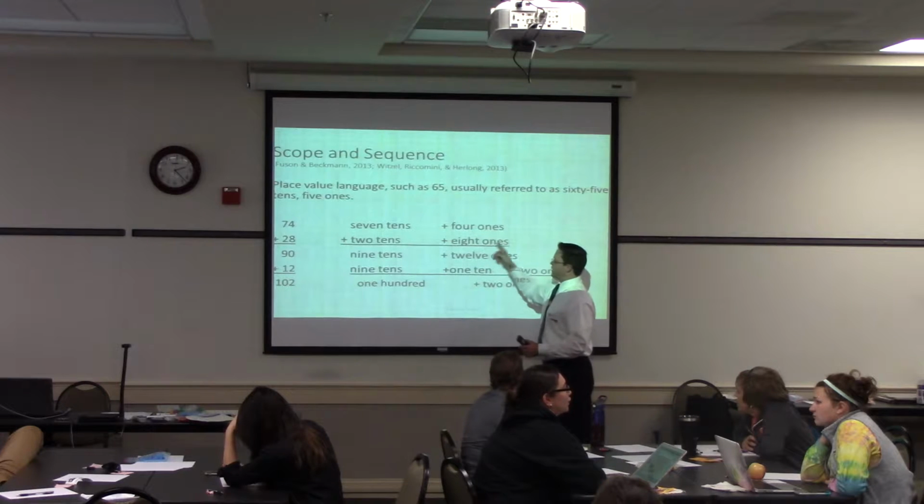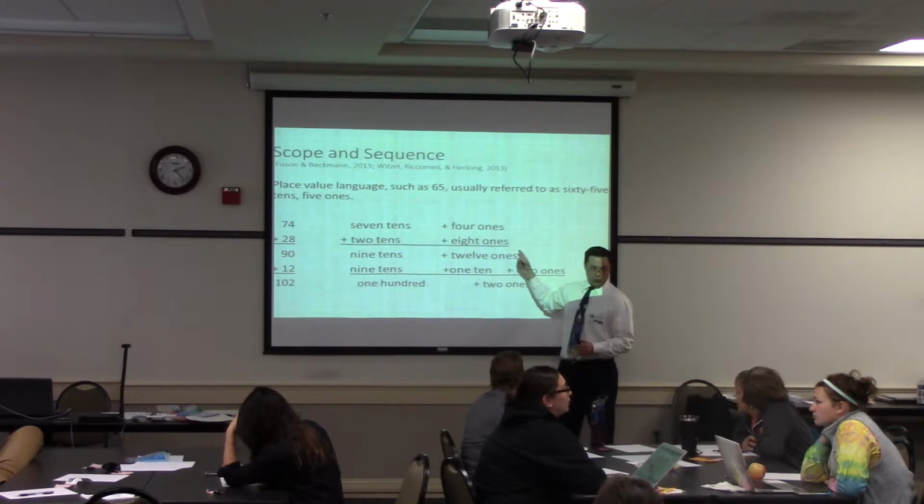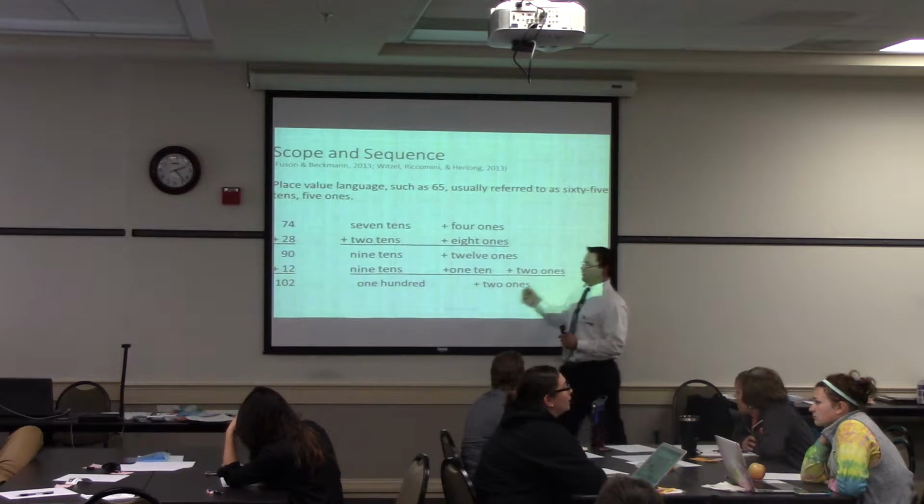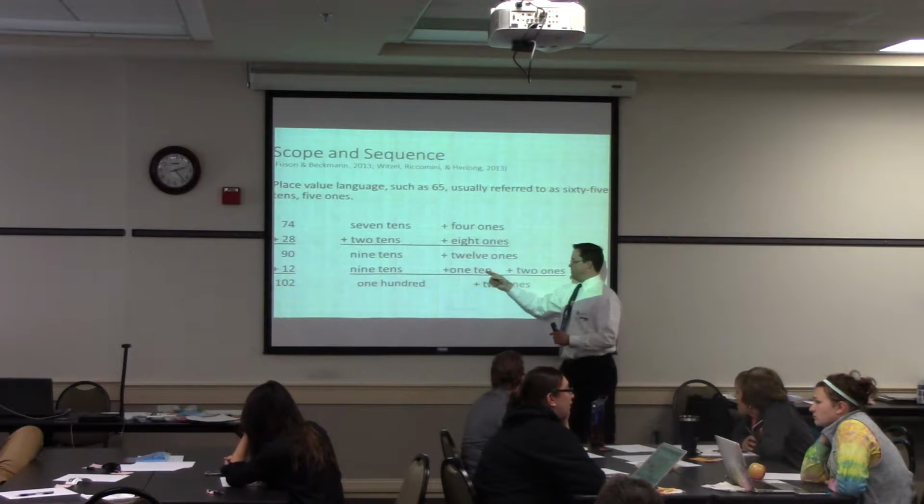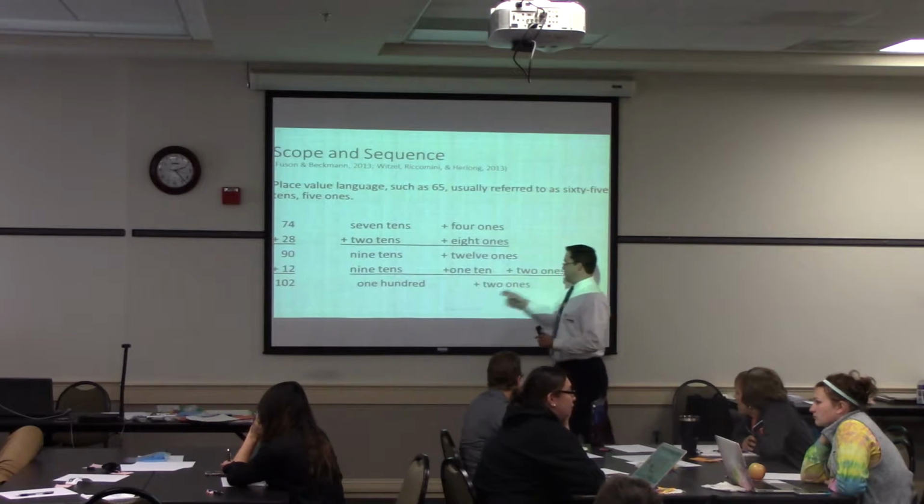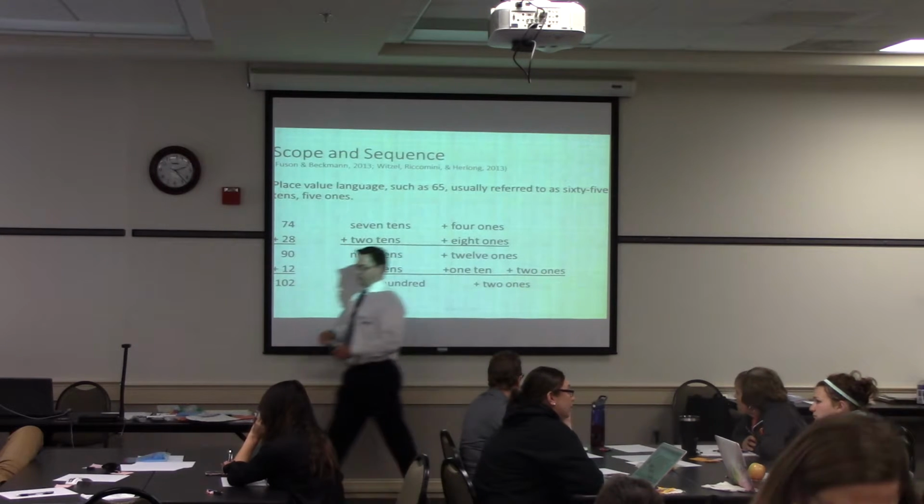How about 4 ones plus 8 ones? The answer is 12 ones. What is 12 ones the same as? 1 ten, 2 ones. So what is 9 tens plus 1 ten plus 2 ones? You got it. I had 10 tens plus 2 ones, or 100 plus 2 ones.